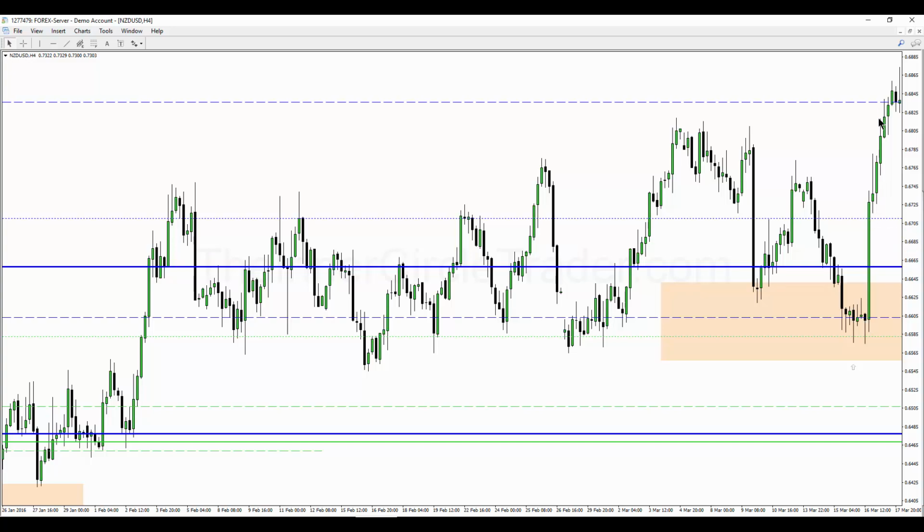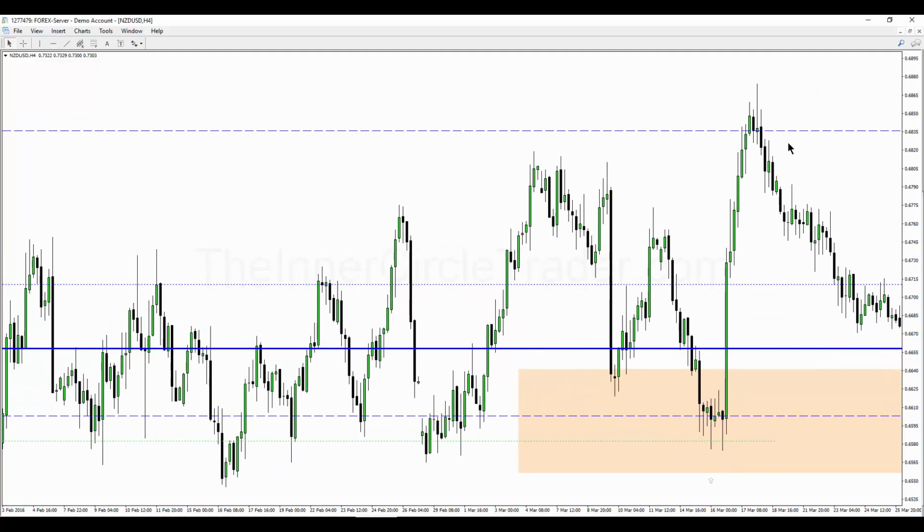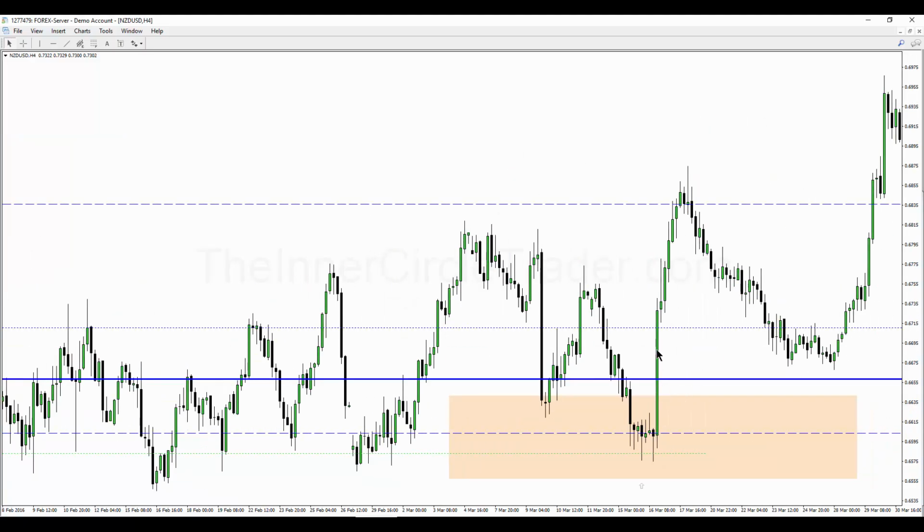Trades all the way up to a high of 68.80. Really nice price rally all the way up there, and then creates a little bit of a void in here.